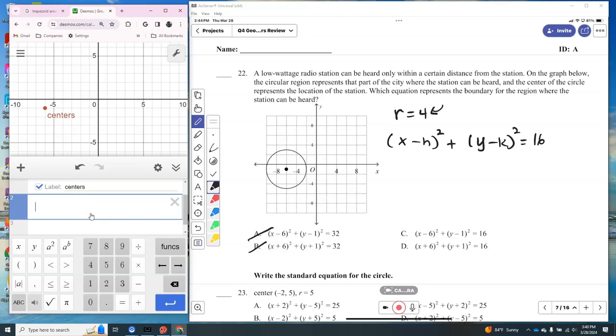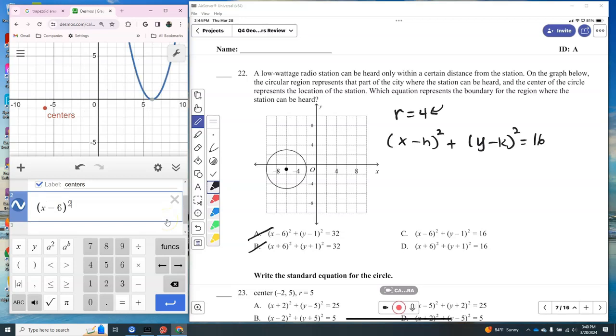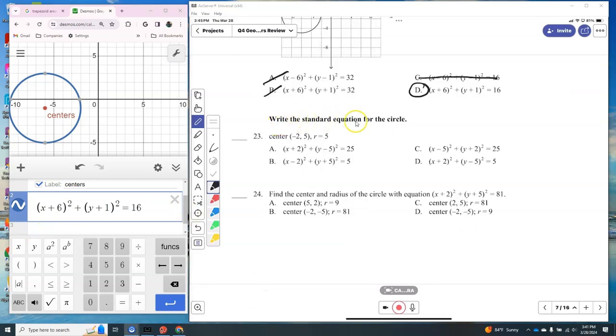So I'm going to try the first one. So we have x minus 6, and we're going to square it, plus y minus 1, and we're going to square it, and it's equal to, we said, 16. Well, that's not in the right location. So we're going to have to definitely have plus 1. See how it goes down? And then this will have to be plus 6. And there it is. So our answer is actually D.